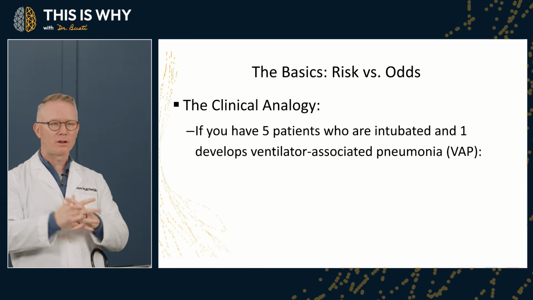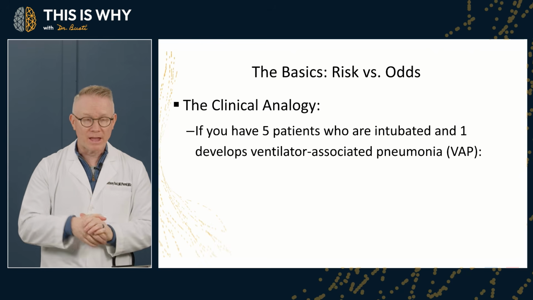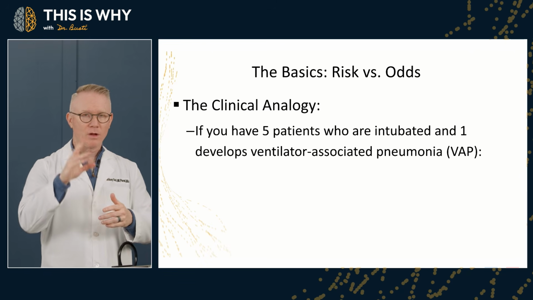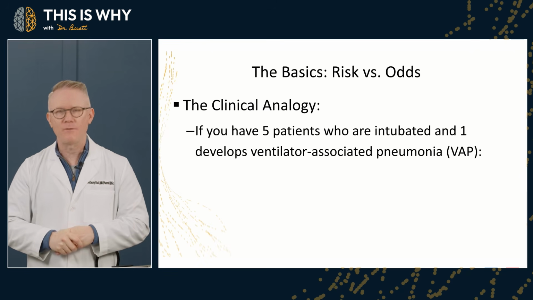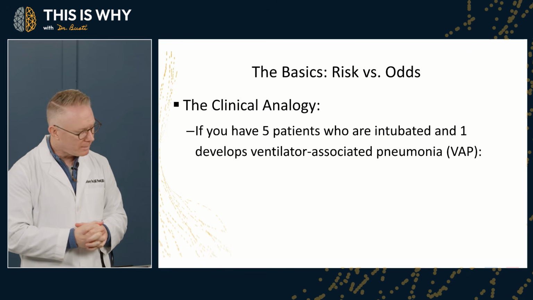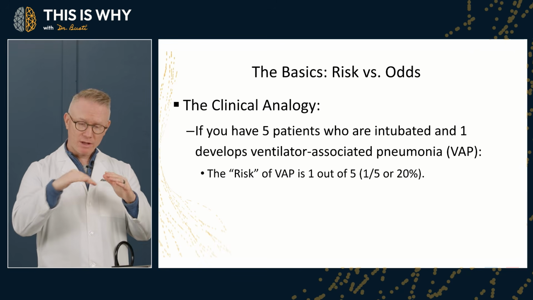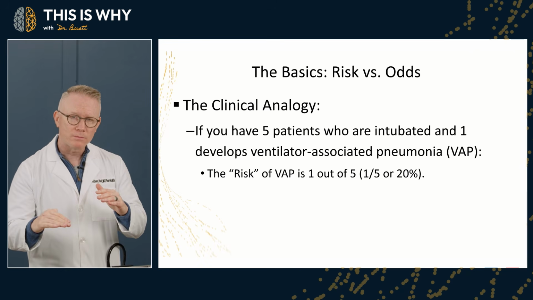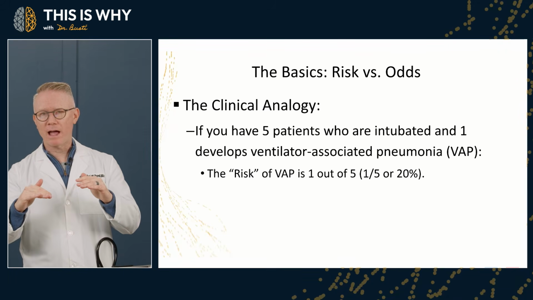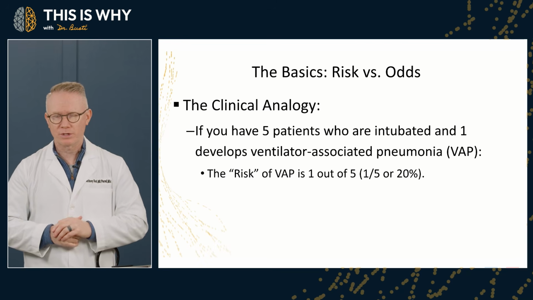So let's think of a clinical analogy scenario. Let's say you have 5 patients, they get intubated, and while they're on mechanical ventilation, one of them develops ventilator-associated pneumonia, or VAP, all right? So what would the risk be from the risk perspective, knowing that the denominator is the total at risk? That's 1 out of 5. So 1 divided by 5, or 20%.